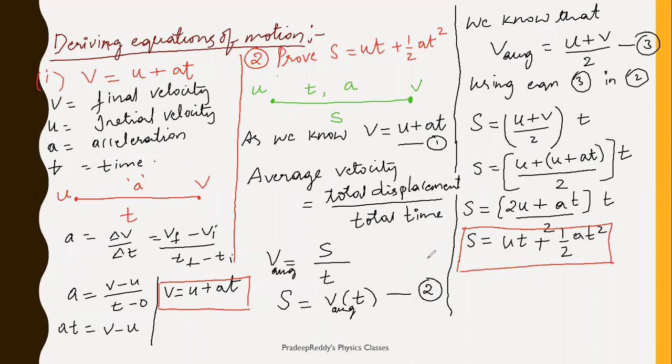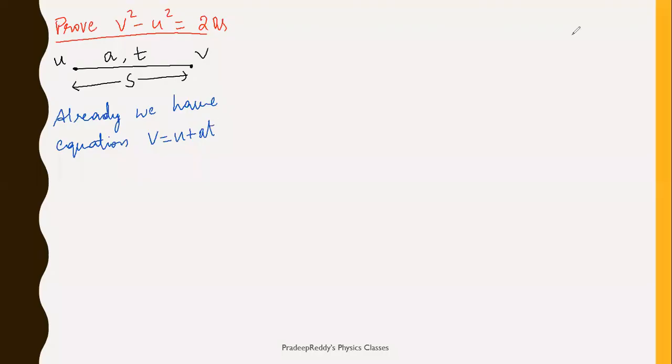This equation gives a relation between displacement, acceleration, and initial velocity of the body. Students, we are proving v square minus u square is equal to 2as in this particular slide. For that, I am taking a body whose initial velocity is u, final velocity is v. And this body is moving with constant acceleration a in a certain time t, through which it has traveled a distance s. In order to prove this equation, we will be using equation 1, which we have already derived.